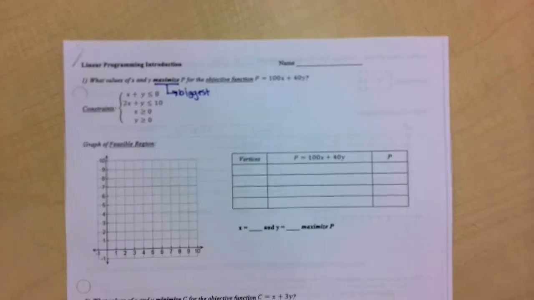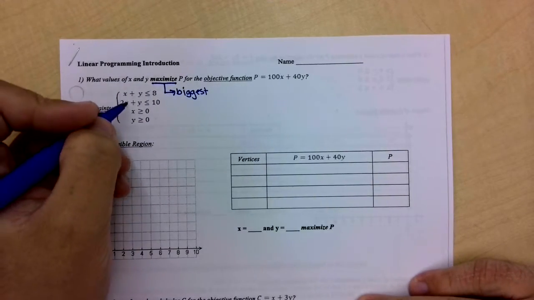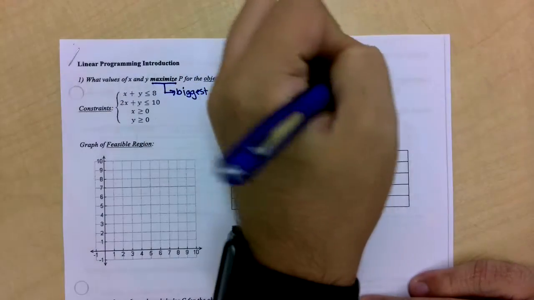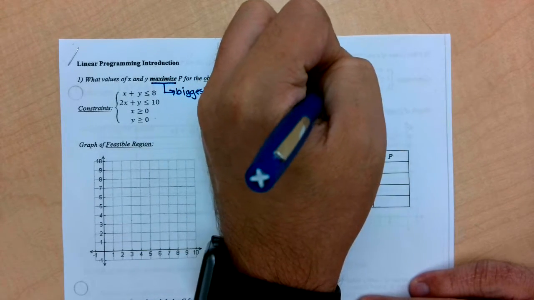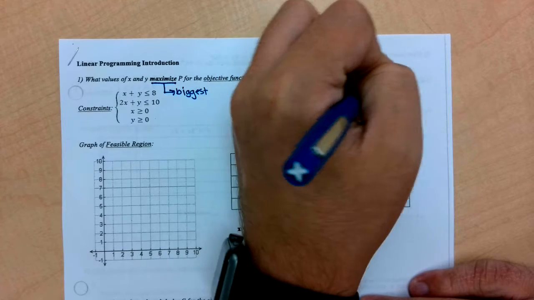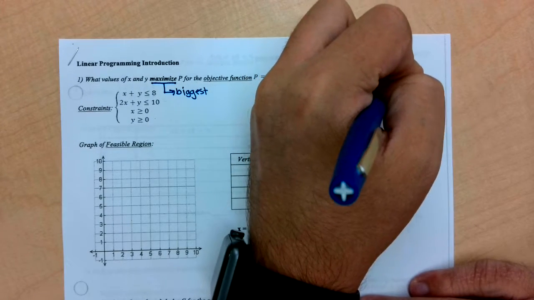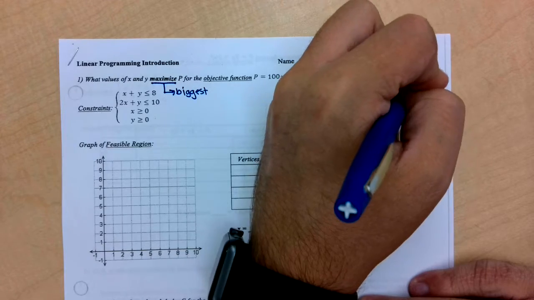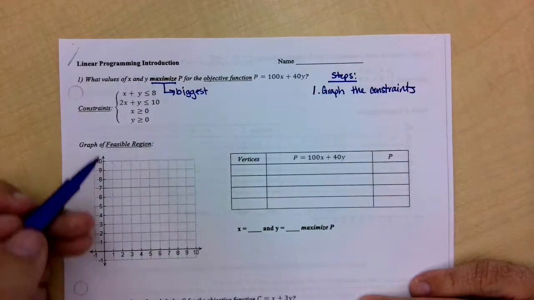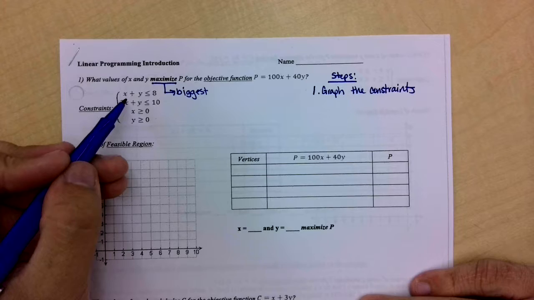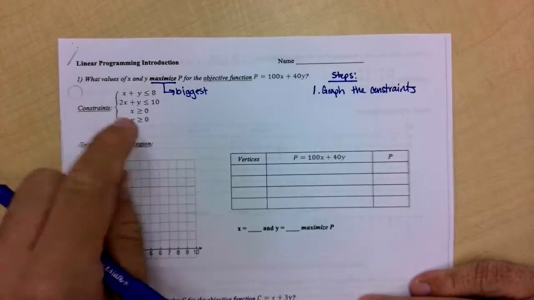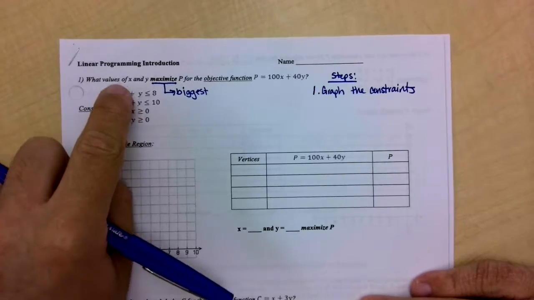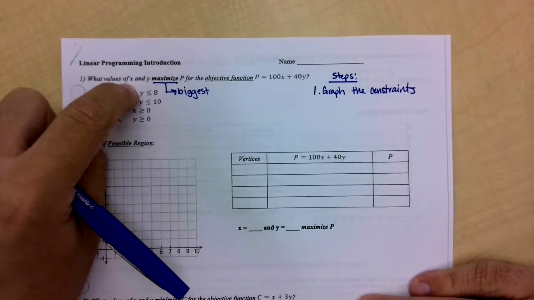So step one is going to be to graph the constraints. So let's write out some steps maybe here to help us out. Step one is graph the constraints. So to graph the constraints, we're going to lean on the cover-up method we learned a little bit ago, and then the inequality stuff. So the cover-up method here would say, cover up y to find the intercept.